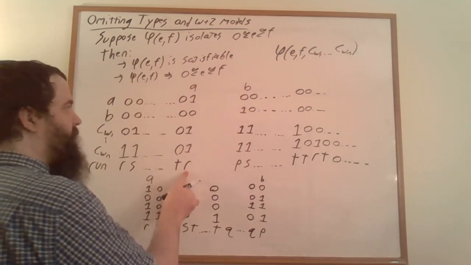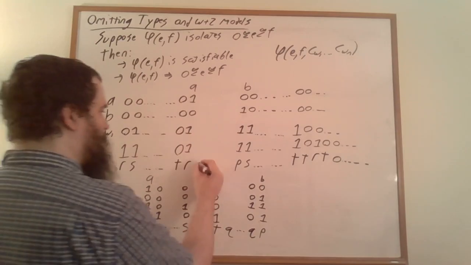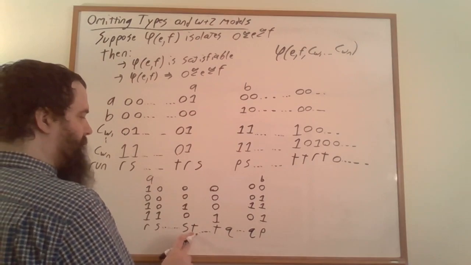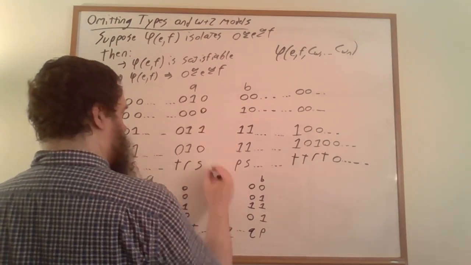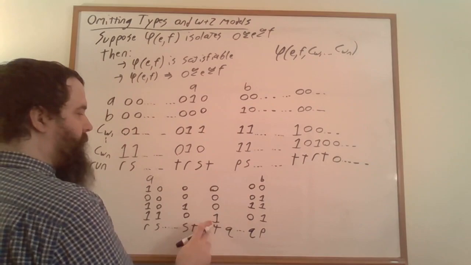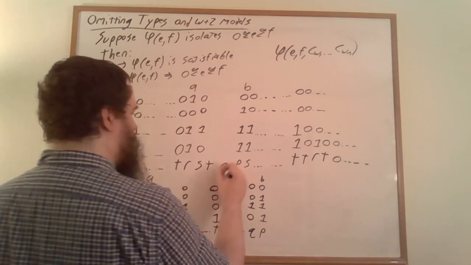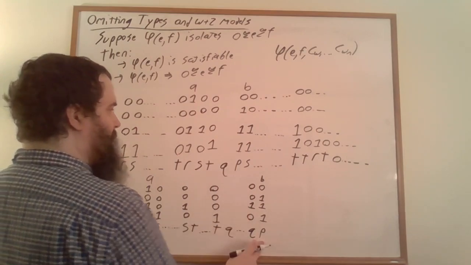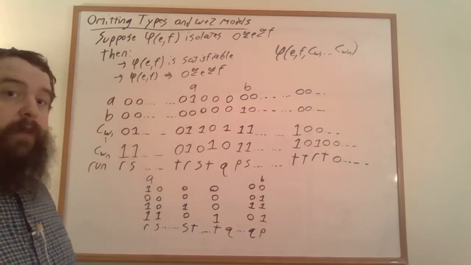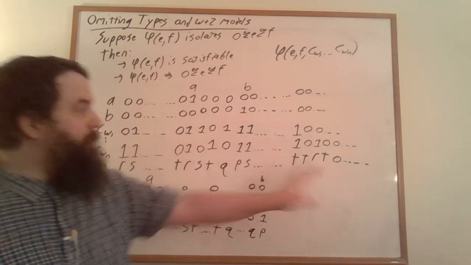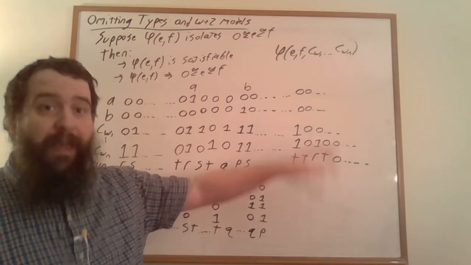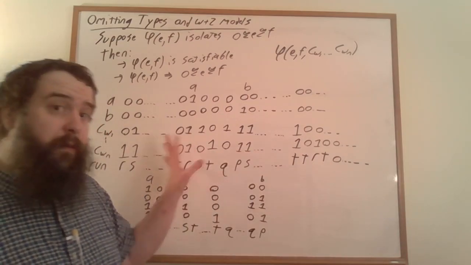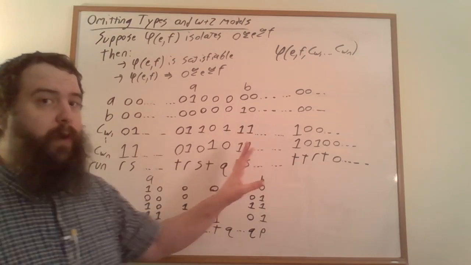We know that if we're in state R and we read this input, it takes us to state S. If we're in state S and we read this input, it takes us to state T. If we're in state T and we read this input, it takes us to state Q. And if we're in state Q and we read this input, it takes us to state P. So this here is a valid accepting run of our automaton, the same automaton, same transition diagram. It's taking place in a completely different model of weak S1S.